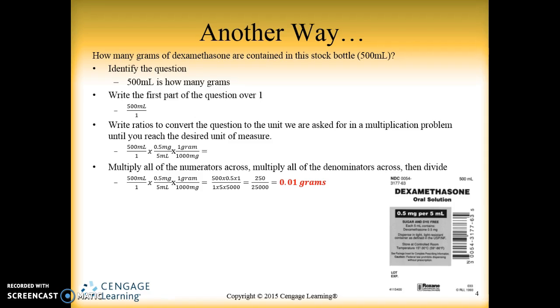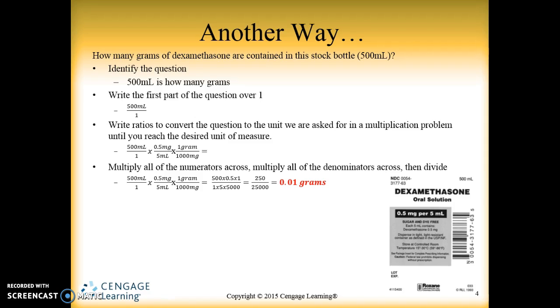So when I do these kinds of problems using dimensional analysis, I start by identifying the question. So I wrote that question out for us. 500 milliliters is how many grams? And then I take that first part of the question and I write it over 1. And the only reason I do that is just to make it easy when we get ready to do our final multiplication. Now the idea here is to get rid of the milliliters and get to the units of measure we desire. And in this case, the unit of measure we're looking for is grams. So I want to get to the place where I only have grams and I no longer have milliliters.